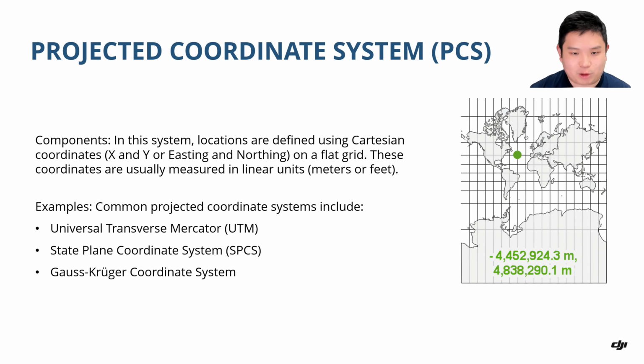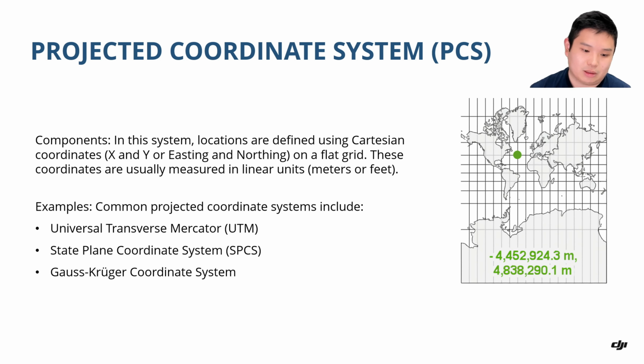But now you may have a question. Since the Earth is not a perfect ellipsoid shape, nor is it flat, how do you project the surface of the Earth onto a flat sheet of paper for measurement? It turns out there are multiple methods for doing that. That's why we have multiple projected coordinate systems.